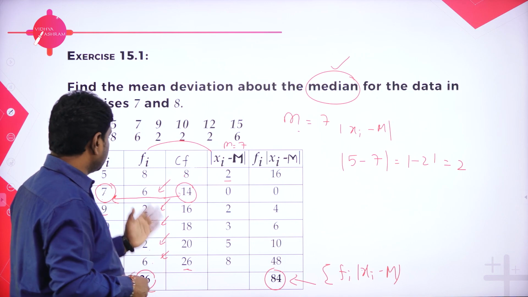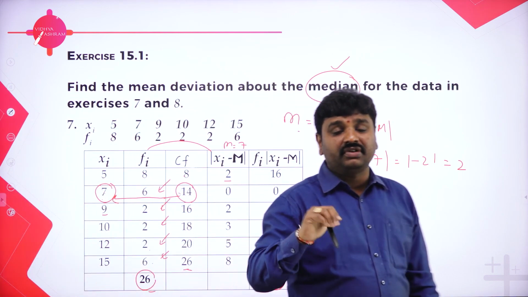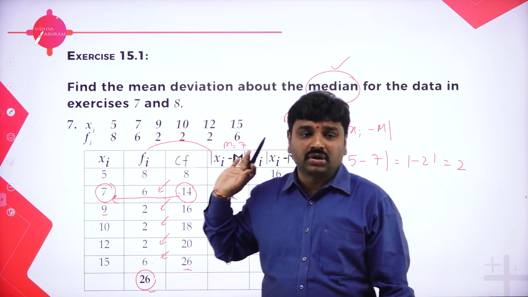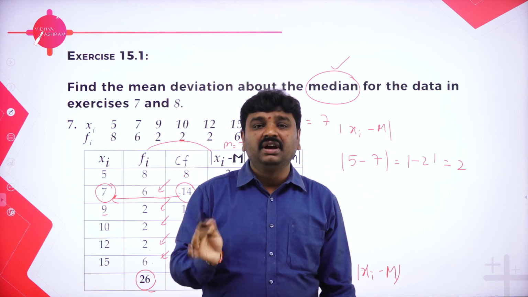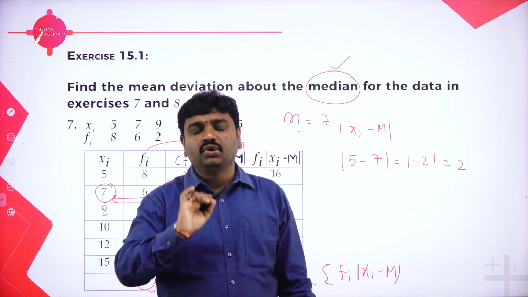So from the table, we construct the table and solve it. Three problems totally I have done now. All three are important 5-mark questions. Two methods are also covered: mean deviation about mean and mean deviation about median. Please sit and practice. You can expect one compulsory question for your PU board exam.